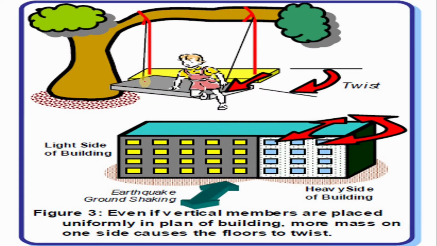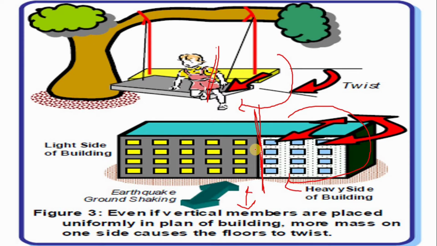You can see the same example of the cradle or swing. Notice that a person who sits nearer to the rope does not swing properly. It tries to twist in the direction of the mass. Similarly, you can see that this is the light side of the building and this is the heavier side. Now when the earthquake moves in the horizontal direction, the heavier side of the building tries to twist, and there is a separation between the lighter and heavier spans in this plan. So we avoid non-uniformity of mass in a plan while we analyze or design a particular building as well as when we create the plan. Even if vertical members are placed uniformly in the plan of a building, more mass on one side causes the floor to twist.